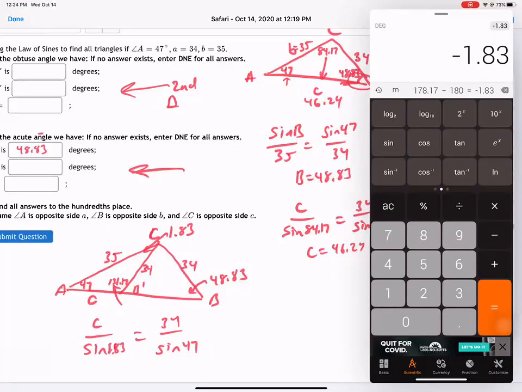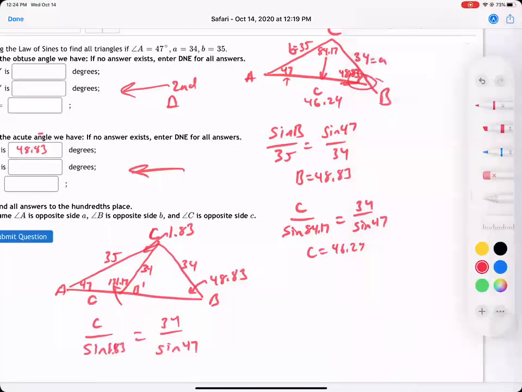So if you notice, probably didn't, but these are exactly the same setup. I'm still solving for side C for both these triangles. I still went and solved for angle C for both these triangles. The angle that linked them together, the acute angle here and the obtuse angle here, that's what links these two triangles together. And that's where we have two different possibilities.